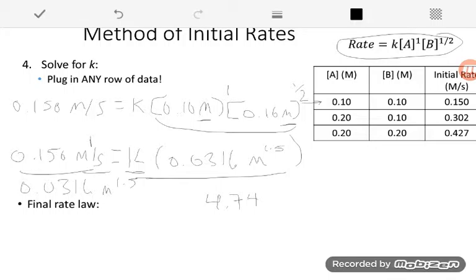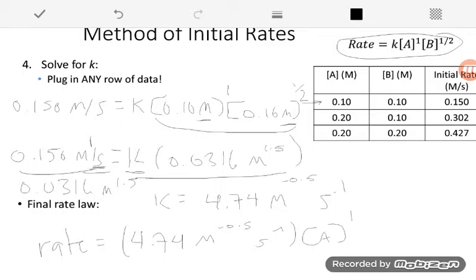So 1 minus 1.5 is going to give me m to the negative 0.5, right? And then I still have this per second, which we can write as s to the negative 1. So after I do my division, I find my k. And now I can just rewrite my final rate law with everything plugged in. My rate is equal to k, which I know is 4.74, m to the negative 0.5, s to the negative 1, a to the power of 1, b to the power of 1/2. And now I have my final rate law.